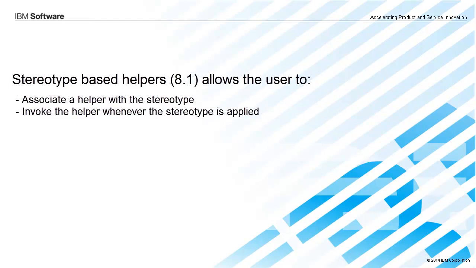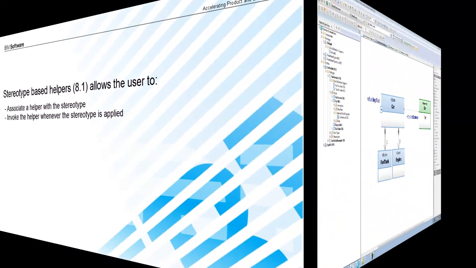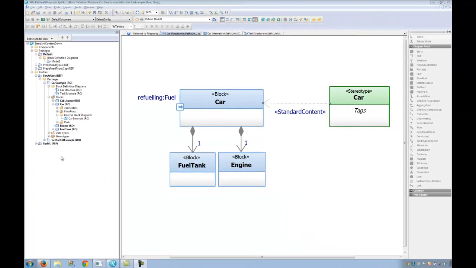Stereotype-based helpers allow you to write a helper that is automatically invoked on the application of a stereotype. So you can see how these two things might be connected. You might define a submodel that gets merged into your model, and then a helper might be invoked to rename those artifacts or to add extra connections and so on. Let's see both of those capabilities in action.